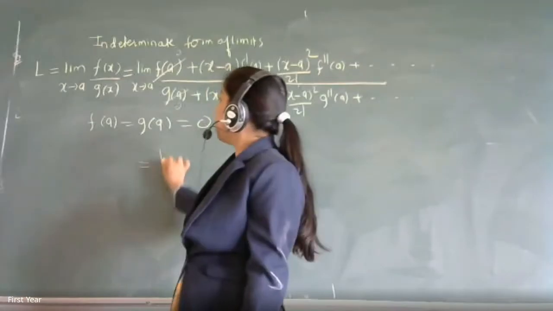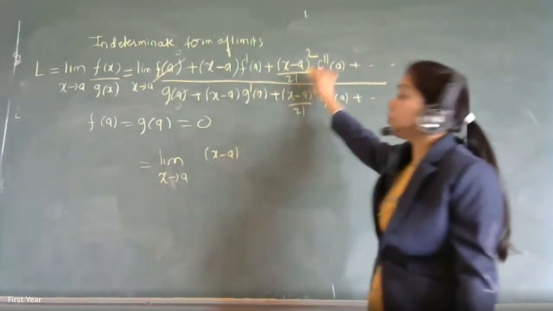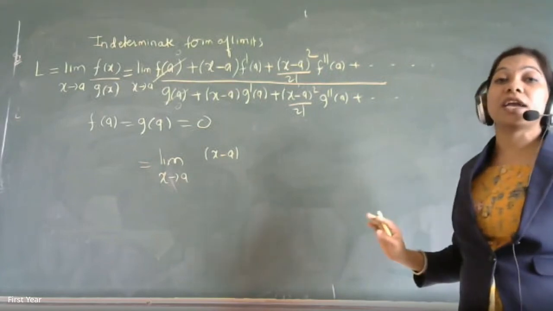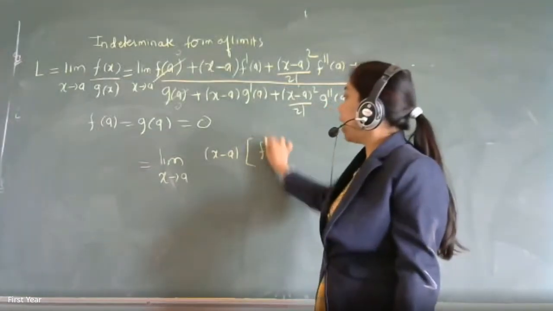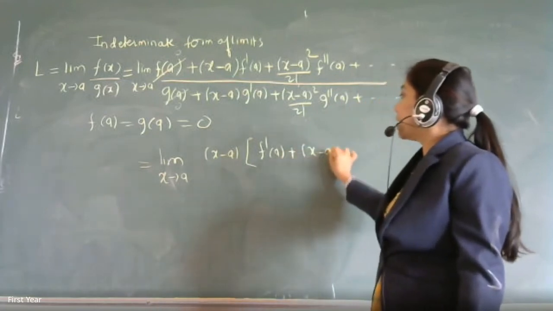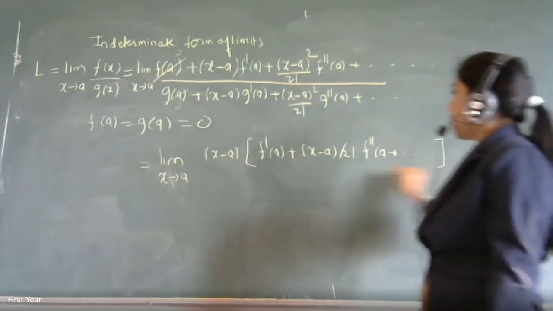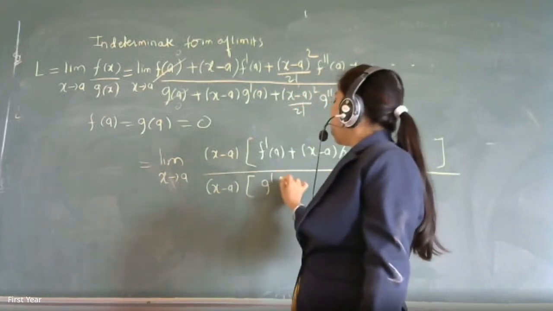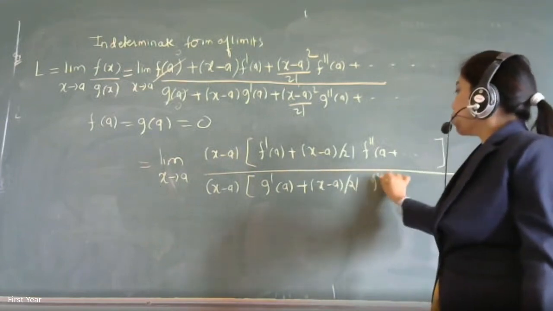So your limit will become the limit as x tends to A of x minus A f dash plus x minus A square by 2 factorial f double dash and so on. In the numerator, x minus A will be there in every term, so we can take that common. It can become f dash of A plus x minus A square term, so the degree 1 term is left, and so on, divided by again x minus A into the bracket g dash of A plus x minus A by 2 factorial g double dash of A and so on.